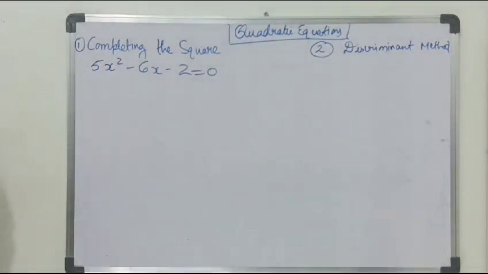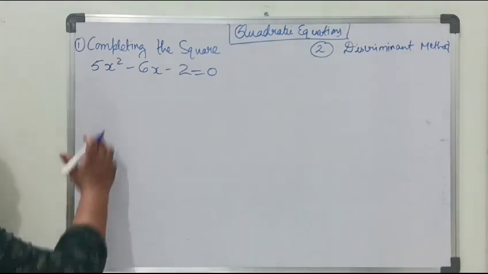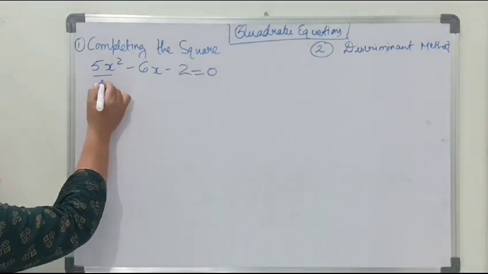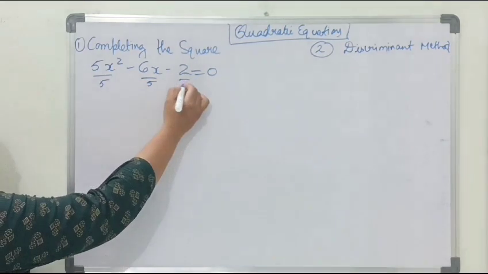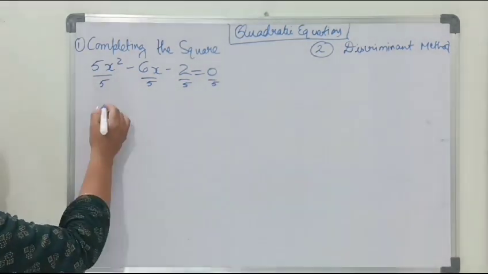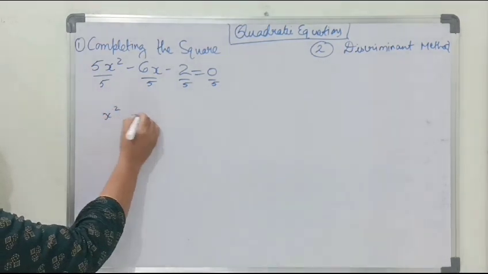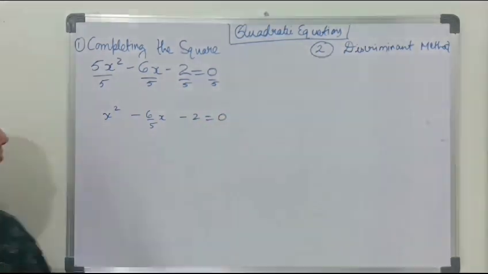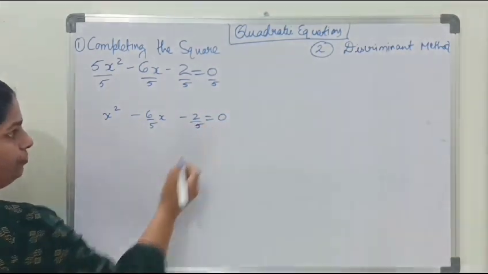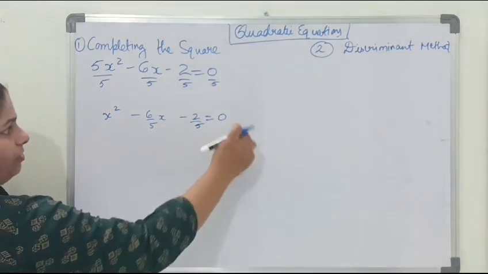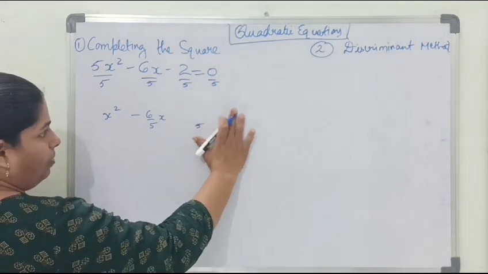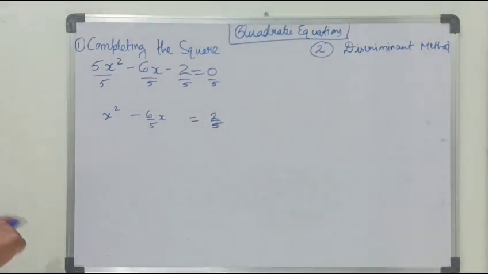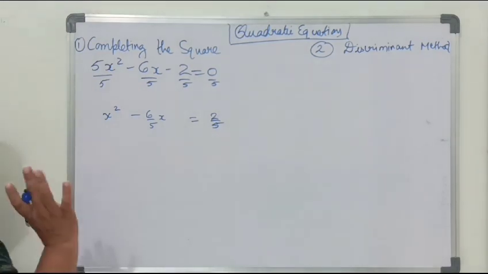So how to do this? First, for completing the square method, we have to make the coefficient of x square as 1. But here the coefficient is 5. So just divide each term by 5 in LHS and RHS. So you will be getting x square minus 6 by 5 x minus 2 by 5 is equal to 0. Now, just take the constant term to the right side. So, I will be writing the constant term over here. Minus 2 by 5 will be plus 2 by 5. 0 plus 2 by 5, that is 2 by 5.